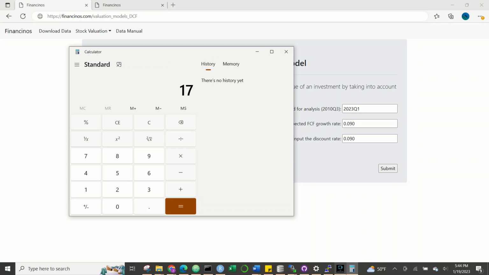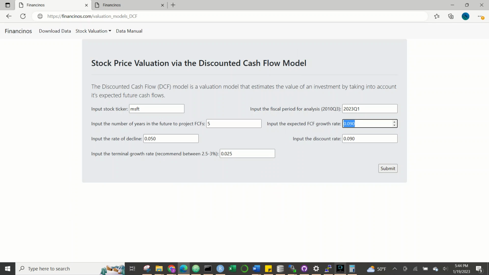So 17.98 times 0.75 equals 13.485. So let's use that. 13.485%, that's going to be our conservative free cash flow growth rate. Rate of decline, so pretty much it's going to decline the free cash flow growth rate by 5% every single year.